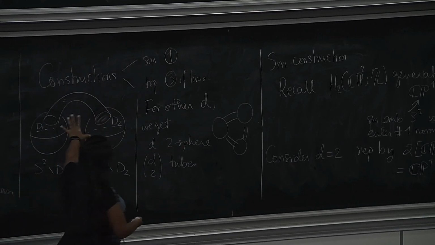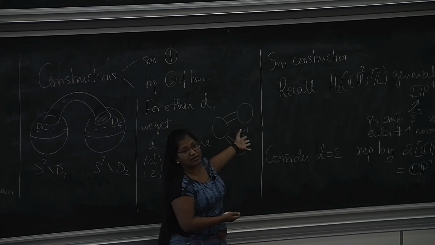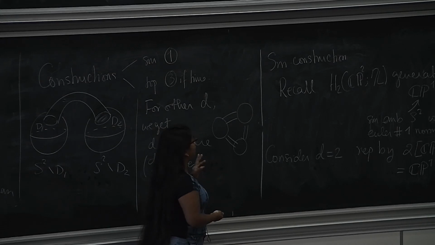So in the D equal to 1 case, you got an S2. In the D equal to, goodness, I can't do that in my head. D equal to 2 case, you got an S2. D equal to 3 case, you'll get a torus by this construction. Okay.